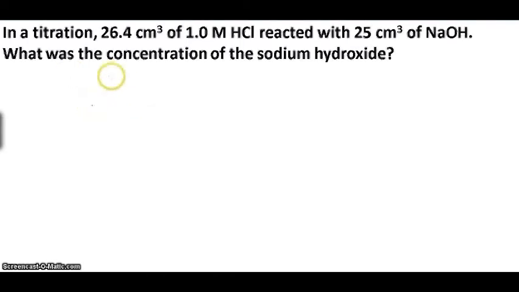Okay, so we've got a basic titration problem here. The question's telling us that in a titration, 26.4 cubic centimeters of 1 molar hydrochloric acid reacts with 25 cubic centimeters of sodium hydroxide. The question is, what's the concentration of the sodium hydroxide? What you've got to look at here is the kind of things we're dealing with.